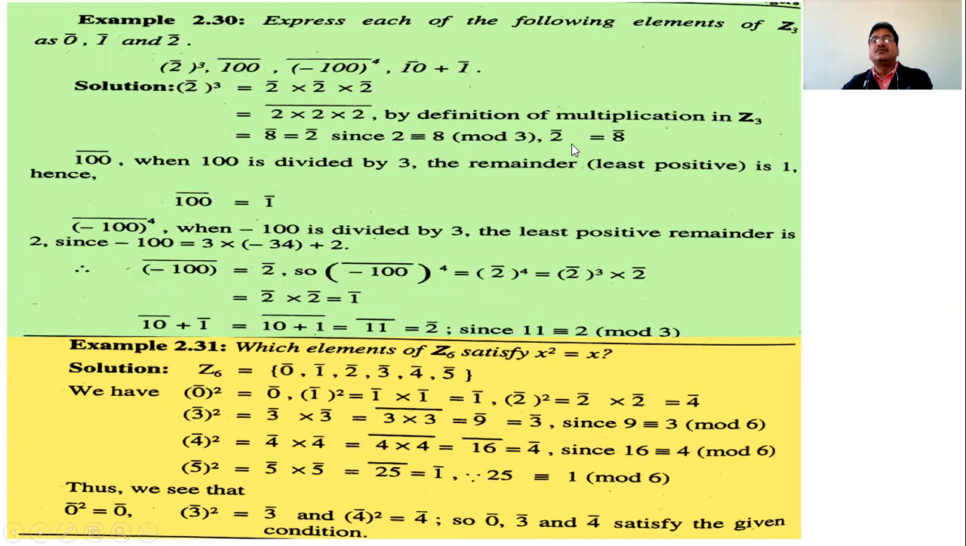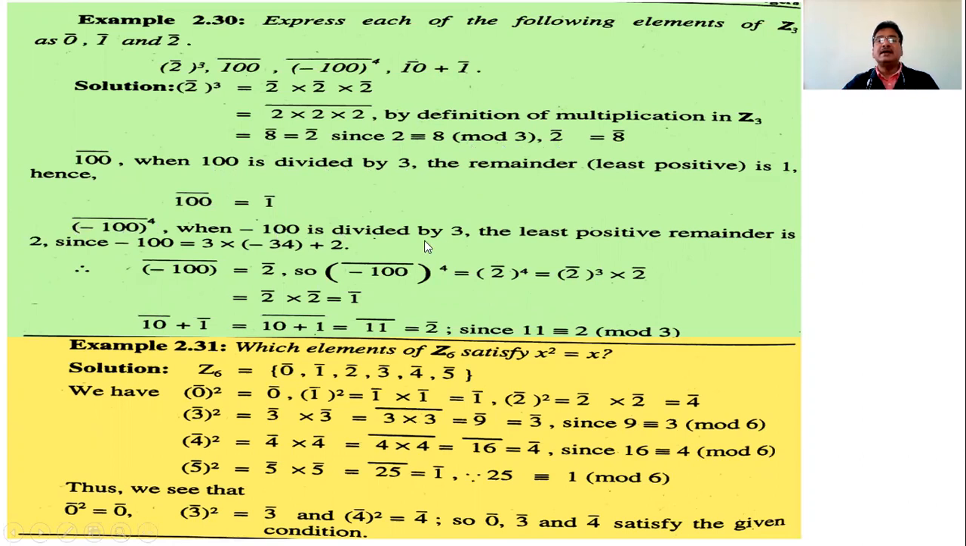Okay. So then 100 bar. What is 100 bar? If we divide 100 by 3, then the remainder is 1. 33 is the quotient: 3 into 33 is 99, plus 1 is the remainder. So 100 bar is 1 bar. Next, minus 100 bar raised to 4. So first find minus 100 bar.